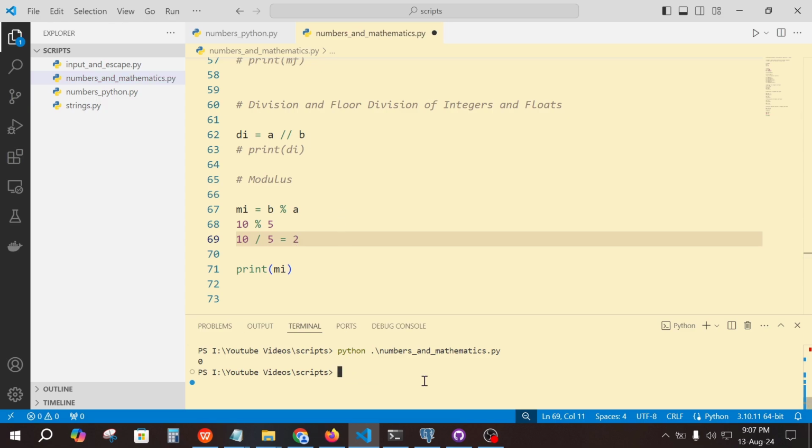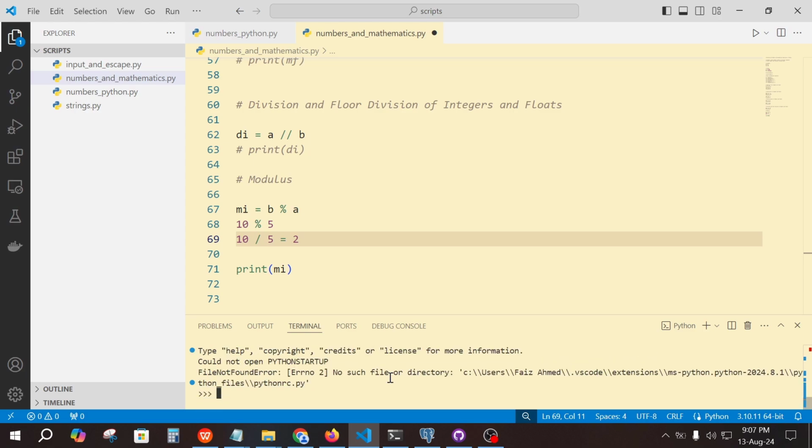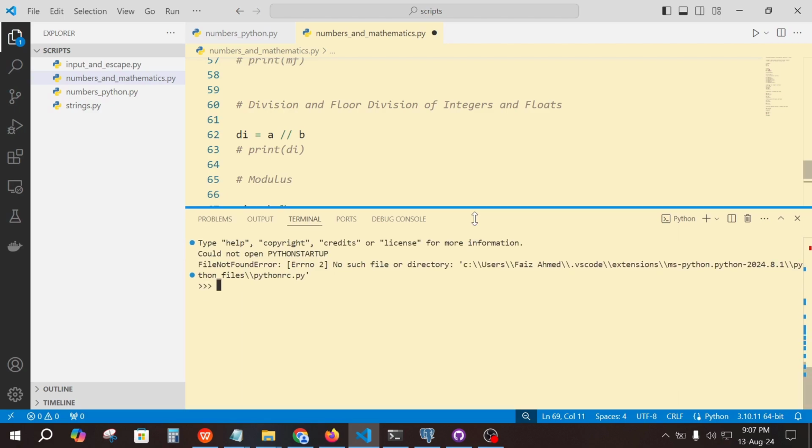Let's do it here, and you will see it live. 10 divided by 5 is 2, and it is in float, but that's fine. When we get 2, there is nothing remaining after 10.